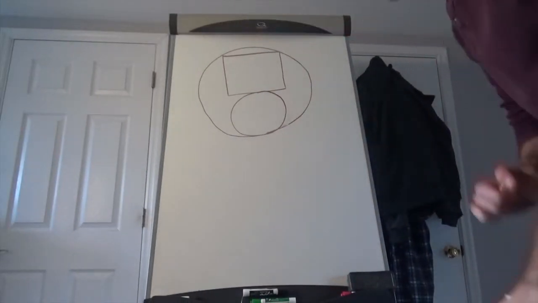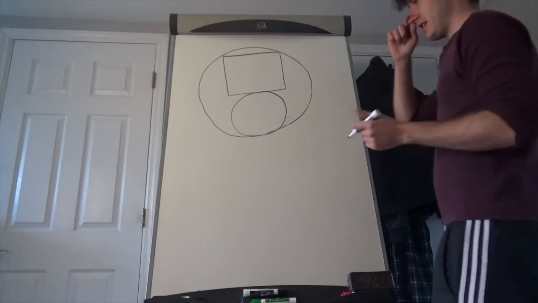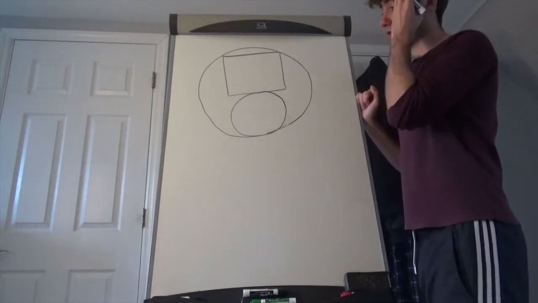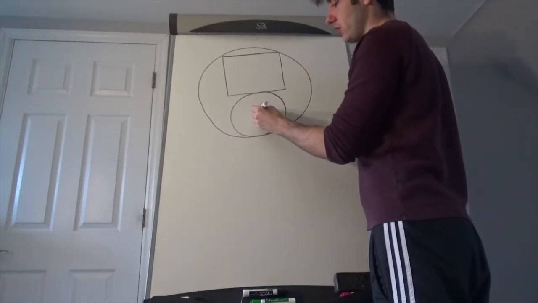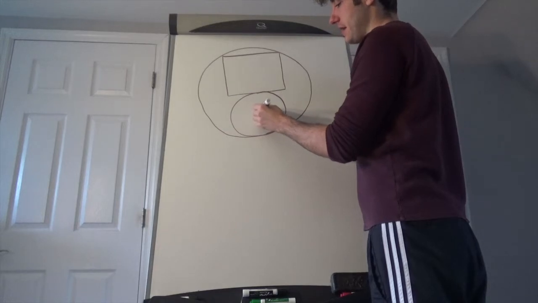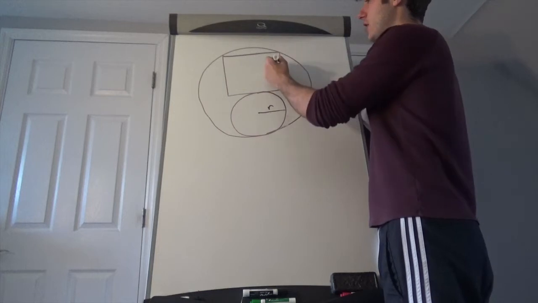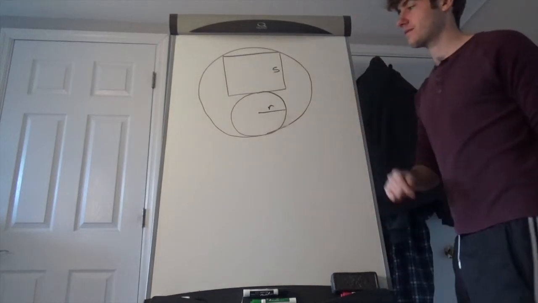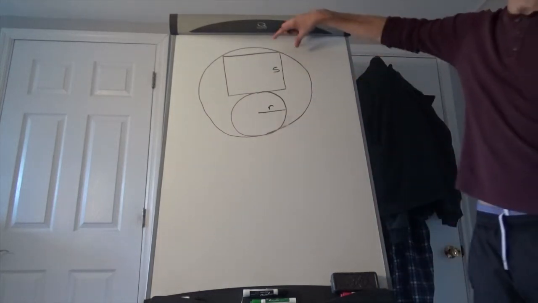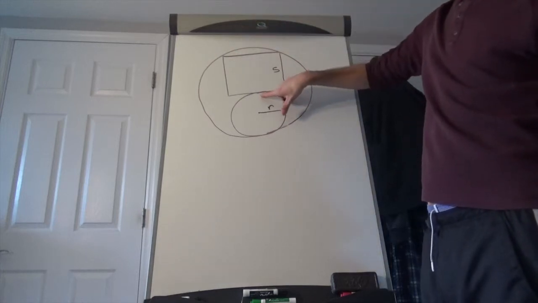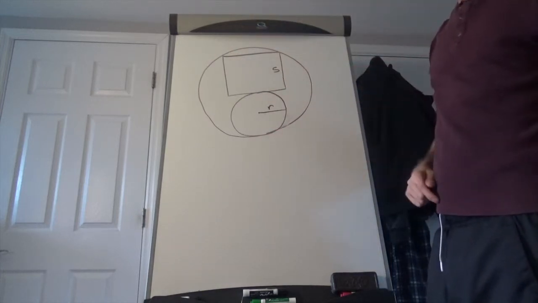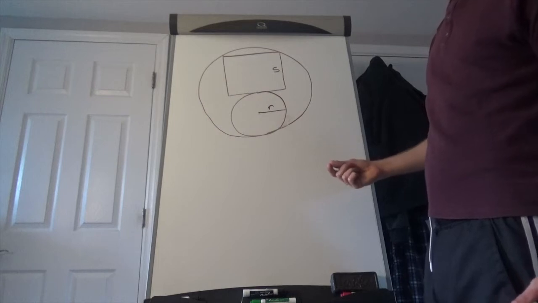Hey, it's another math puzzle for you. The question is, if we have a large circle of radius 1 and a smaller circle, not inscribed, but inside that big circle with radius r, and a square with side lengths s, essentially so that the square is tucked up into these two corners and it's tangent to the circle, and the circle is tangent to the circumference of the larger circle.